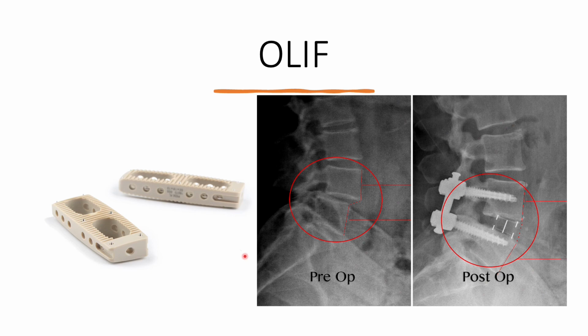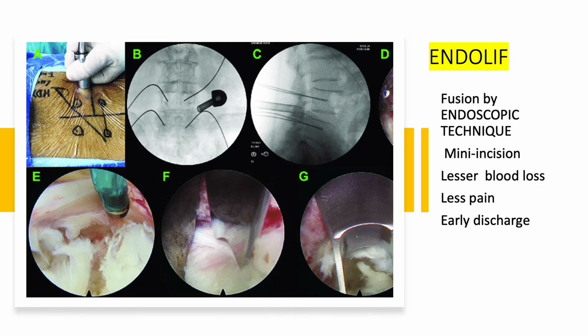Here's a picture of an OLIF cage along with a radiographic image of an OLIF surgery being done at the lumbar 4, lumbar 5 level.